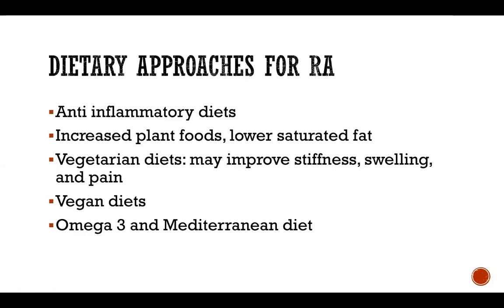Vegetarian style diets have been shown to help with some of the symptoms of rheumatoid arthritis. Vegan diets, very good for rheumatoid arthritis, probably because most vegan diets, as long as they're planned appropriately, are very healthy and have many anti-inflammatory foods, as well as lower levels of things like saturated fats and trans fats. And then omega-3s and Mediterranean type diets are also good for pain reduction.